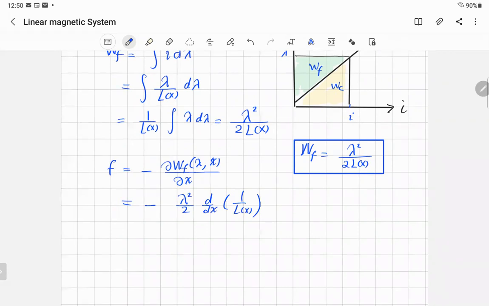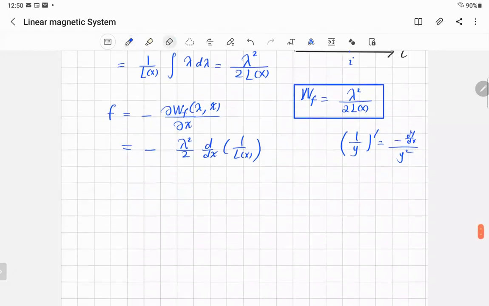Let me remind you about differentiation. If I ask you what's the differentiation of 1 over y, it's equal to negative dy by dx over y squared. Remember that, right? If you don't remember, just tell me and I will review it. Do you remember that, or you don't? You don't. Okay, let's review.